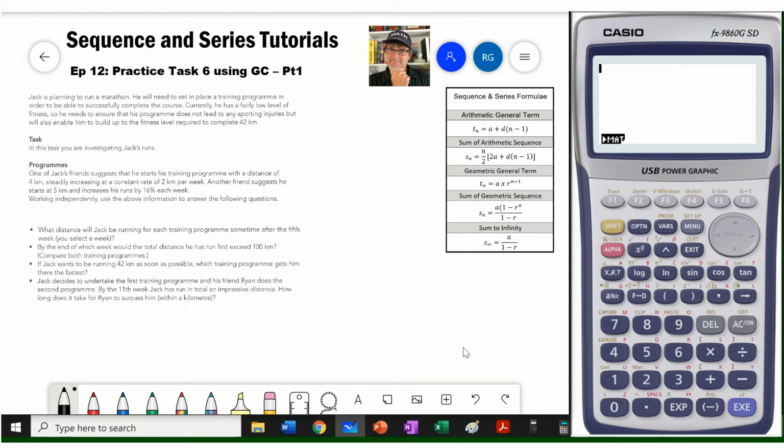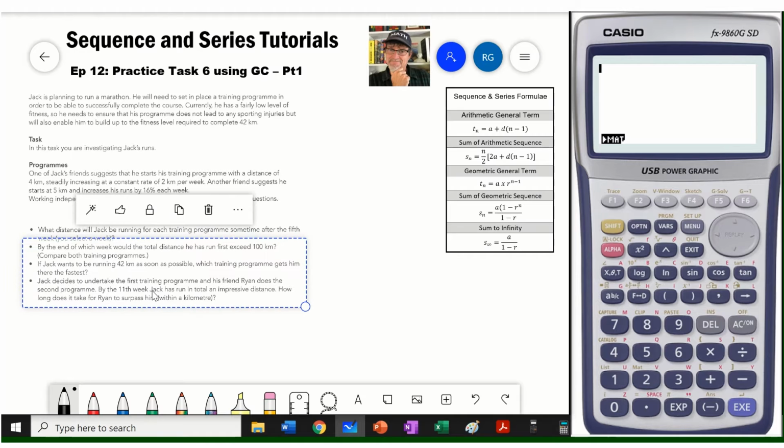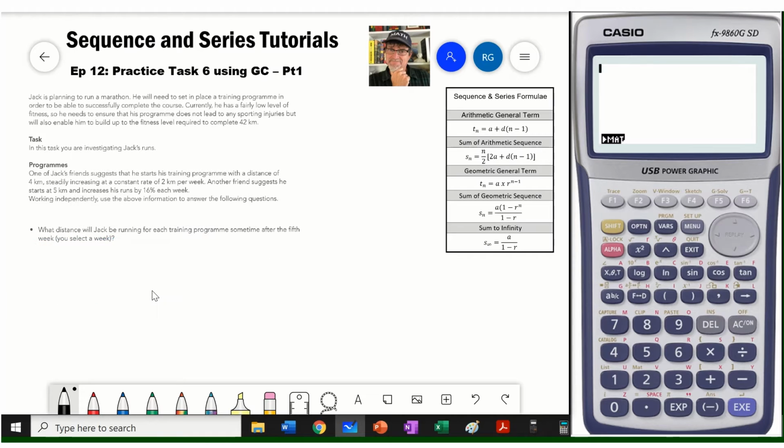All right, so let's have a closer look at this first problem, which says, what distance will Jack be running for each training program sometime after the 5th week? Well, 6 is after 5. Why don't we try week 6? So we've got 2 programs here. Let's look at program 1.